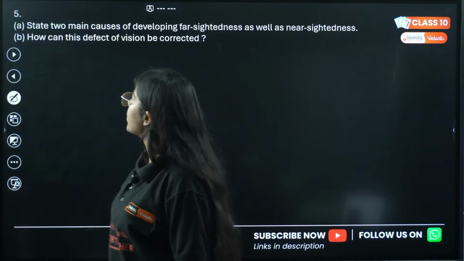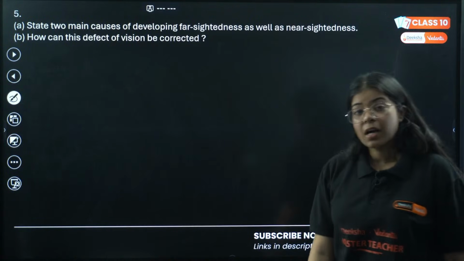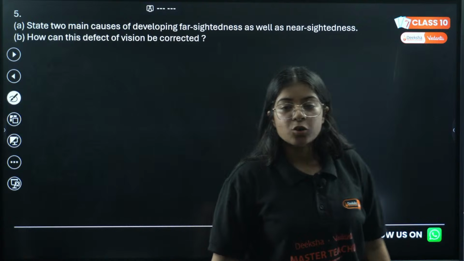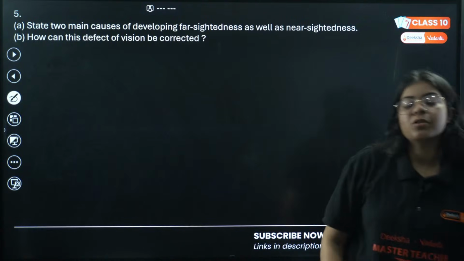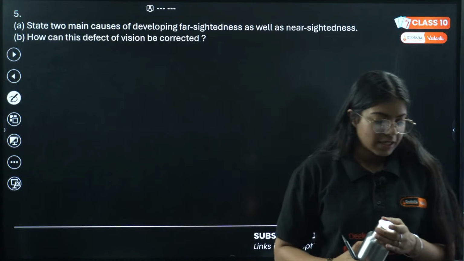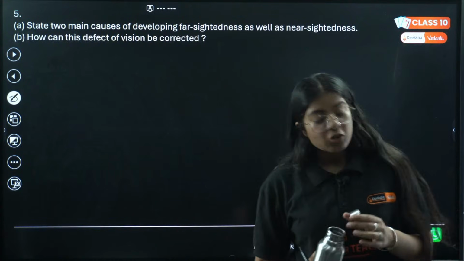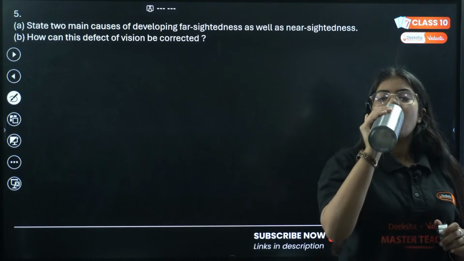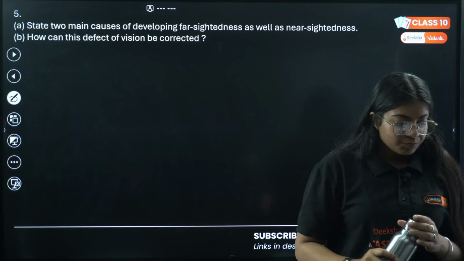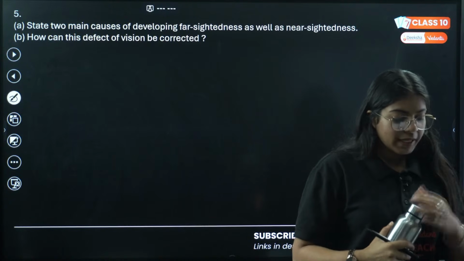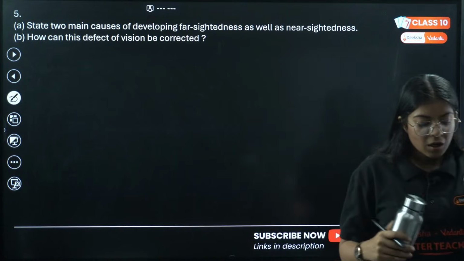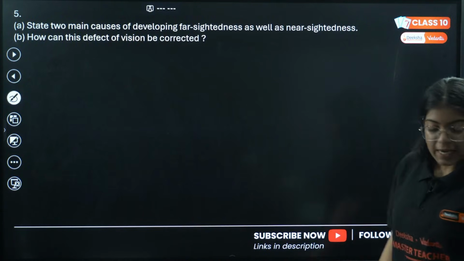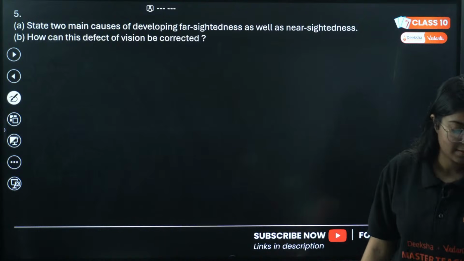Move on. Next question. Okay, this is a different kind of defect question. Read it carefully. Let me know the name of this defect. State two main causes of developing farsightedness as well as nearsightedness. It's actually a tricky question. You just let me know the whole question in the comment and I will give you the answer, okay? Ifra is saying C. Yes, Ifra, C was the correct answer. Now let me know the answer to this question. Main causes of developing farsightedness as well as nearsightedness.